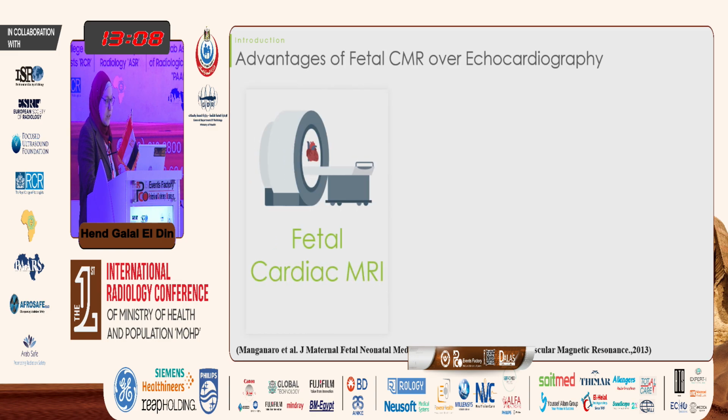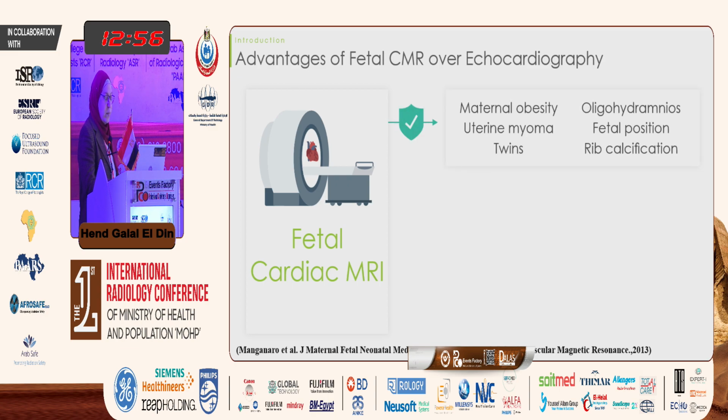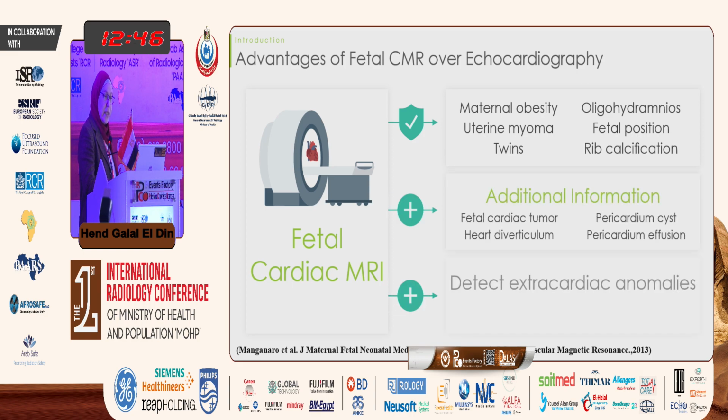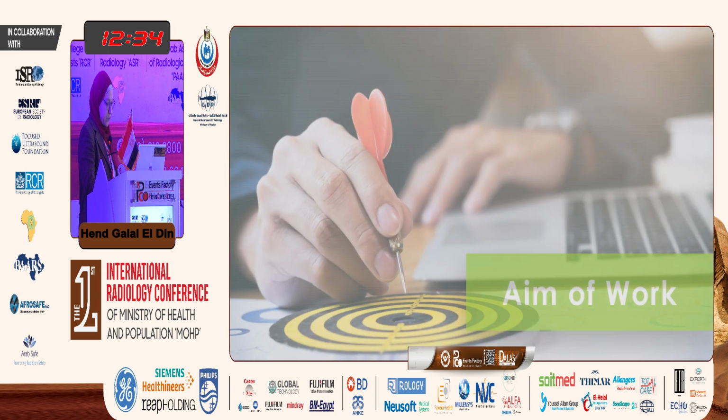Now we can start with another modality that can overcome the limitations of fetal echo, so we can express the advantage of fetal cardiac MRI over echocardiography. Fetal cardiac MRI can be done in each case of limited echocardiography, either maternal obesity, uterine myoma, twins, oligohydramnios, and abnormal fetal position. Also, it gives additional information about fetal cardiac tumor, heart diverticulum, pericardial cyst, and pericardial effusion. And without doubt, MRI can detect any extracardiac abnormality.